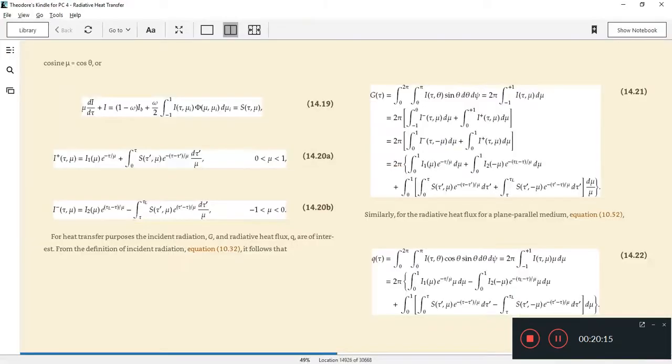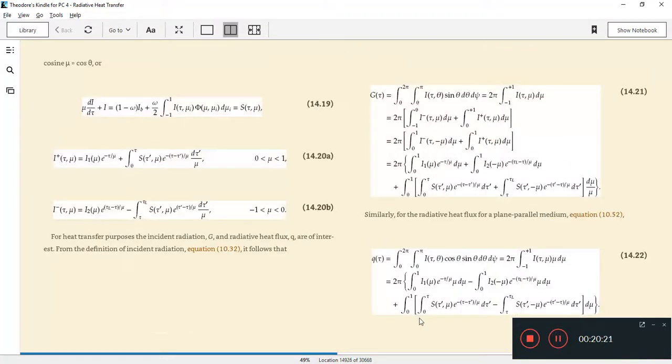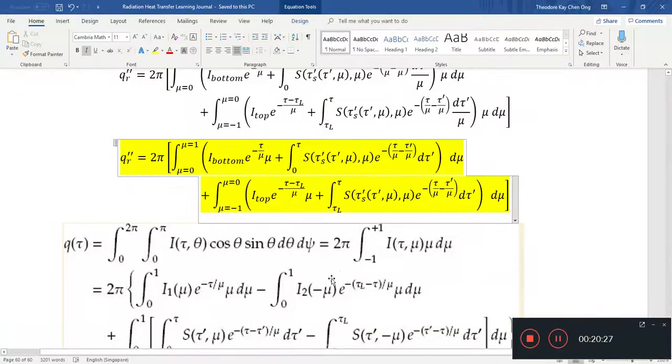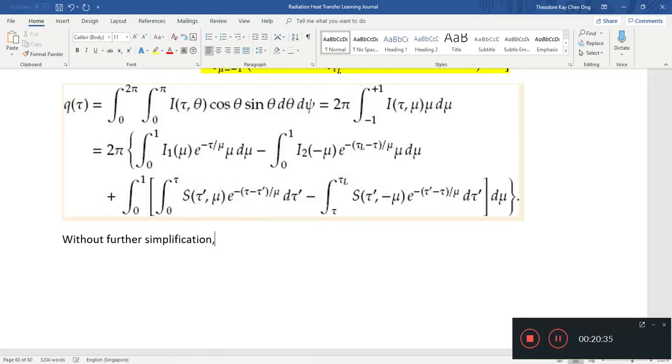If you take a look at the textbook, we don't have any more definitive way of showing what q tau actually looks like. It is left in an implicit form, without further simplification. Even the analytical solution is left in implicit form, unless the case is really so simple that you don't need to bother with all the funny integrations. You have to leave it in implicit form.